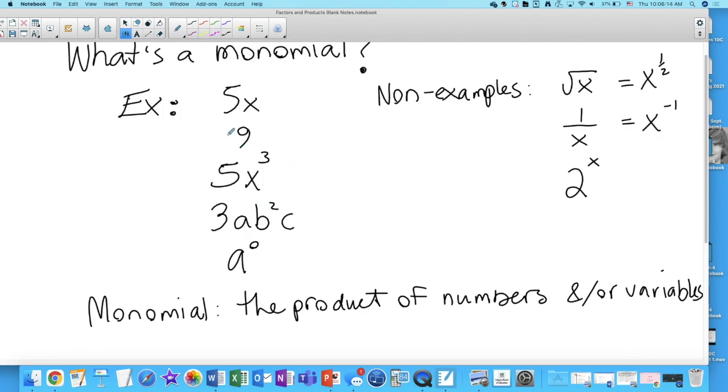So I'm multiplying numbers and variables together, right? This one is the product of 3 times a times b times b times c. Those are all monomials, right? This one is just equal to 1, which is a number. And that's why an irrational number is in fact a monomial, because an irrational number is still a number. Okay? These ones are not. These are not.